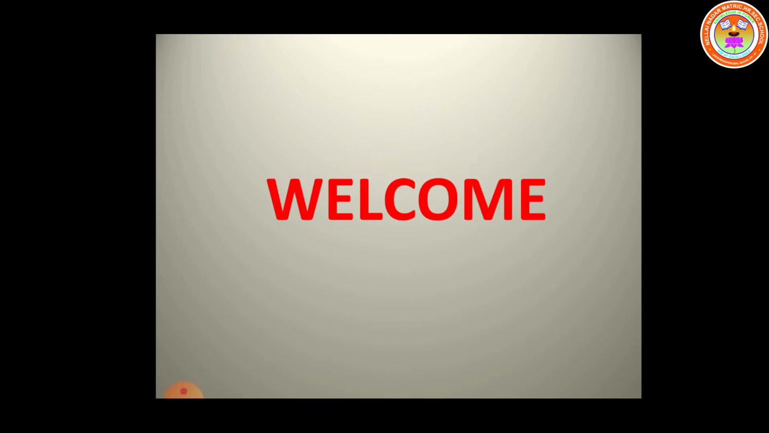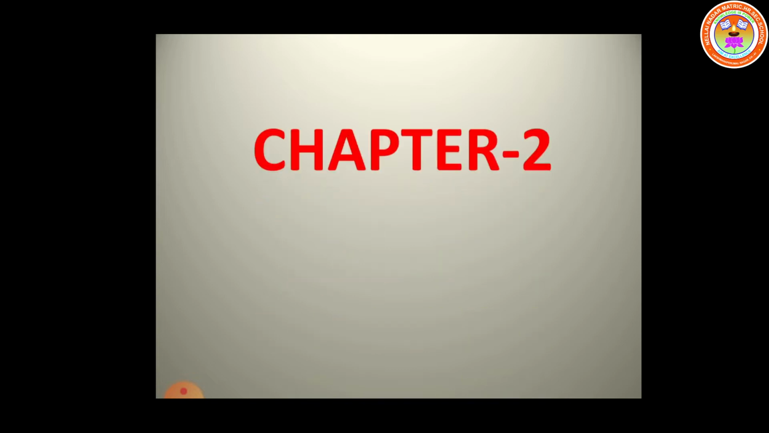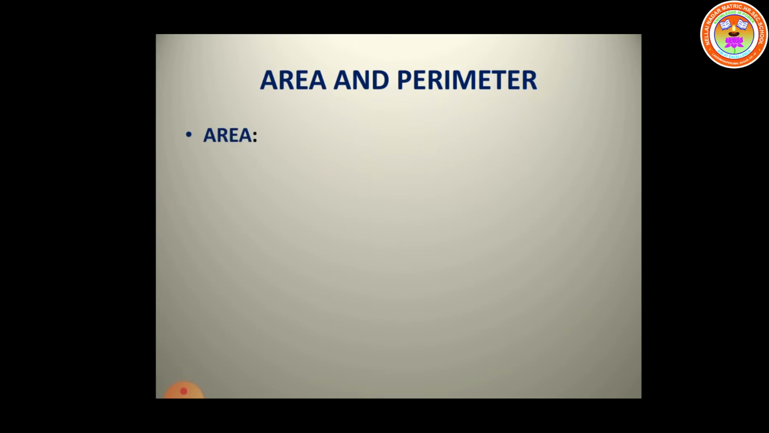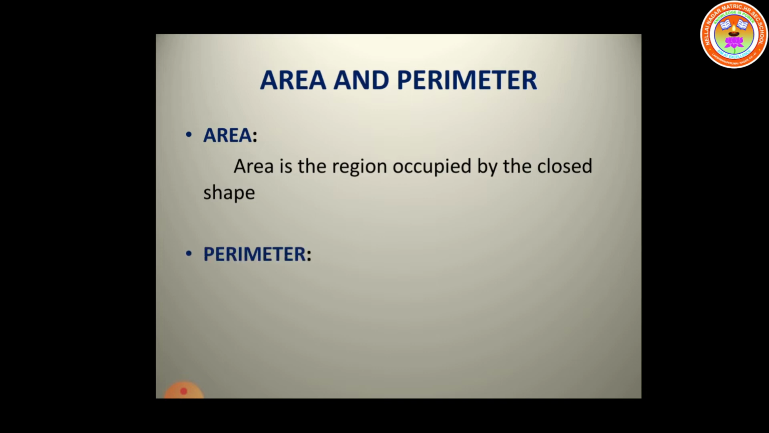Here we are going to see the second chapter, measurements. In this chapter we will see how to find the area and perimeter of the given shapes. First, area. Area is the region occupied by the closed shape. Perimeter. Perimeter is the distance around.